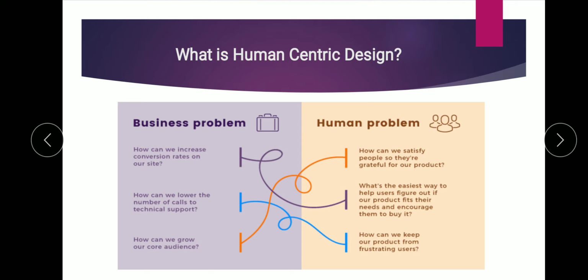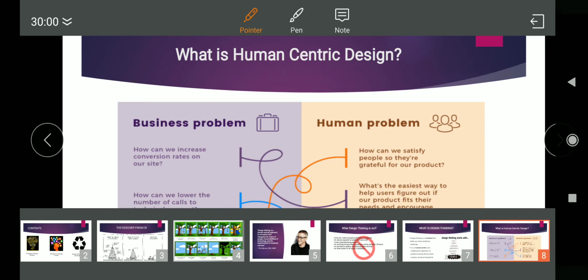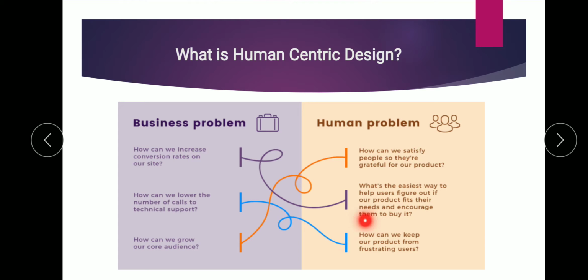If you want to retain a lot of traffic to your site, that's going to be a business problem. But then the human problem is, which would be the easiest way so that the people on your website stay on your website for a longer period of time. You need to make your website more interactive. These are a few examples of human-centric design. And how can we lower the number of calls to technical support? This can be solved with the human problem of how can we keep our product from frustrating the users.